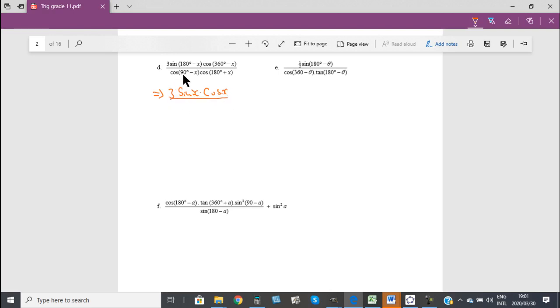Over cos of (90 minus), it's positive, but it changes to sine, so it's sine of x, times cos of (180 minus), which is negative, so it's negative cos of x. Okay, so sine stays sine, cos stays cos, and you have minus 1 here, so your answer will just be minus 3.